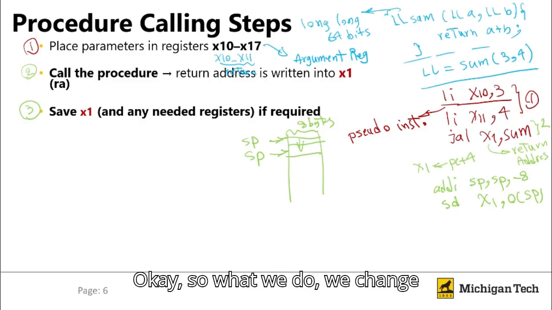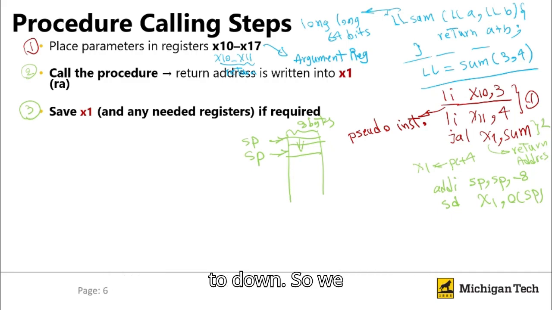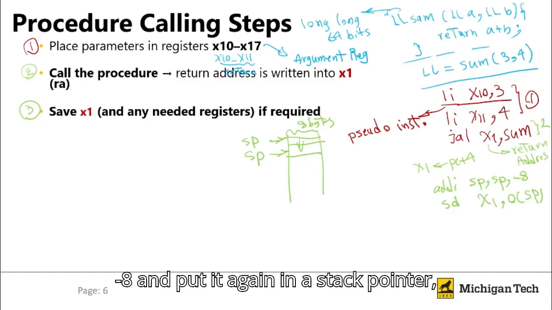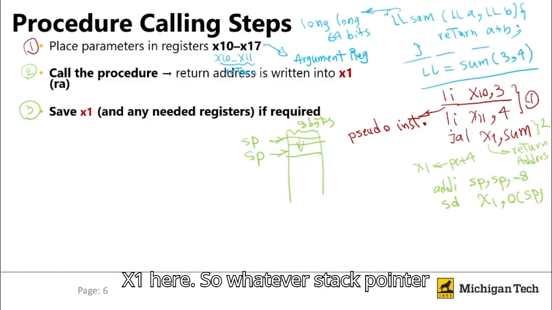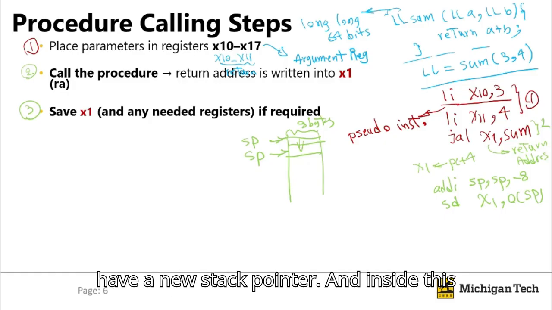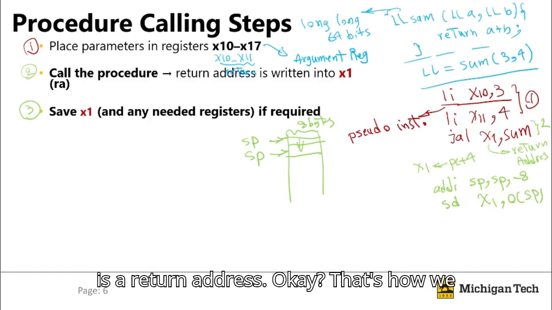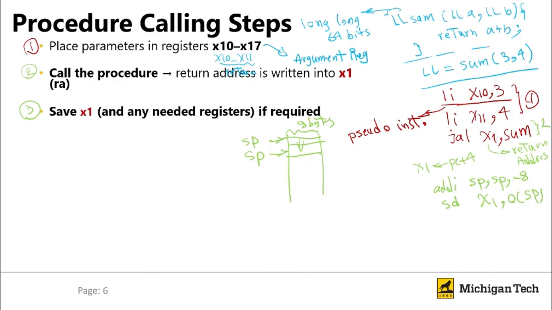Okay, so what we do, we change the stack pointer to go down, because the stack grows in reverse. It's not going from 0 up, it's from up to down. So we do stack pointer -8 and put it again in the stack pointer. We are going down. And then we put x1 here. Whatever the stack pointer was there, we don't need that anymore. We have a new stack pointer, and inside this is a return address. Okay, that's how we deal with the stack pointer. That's step 3.